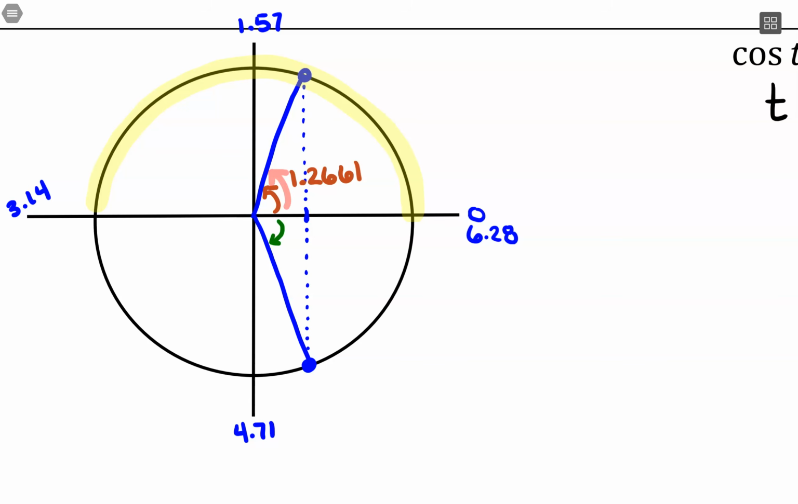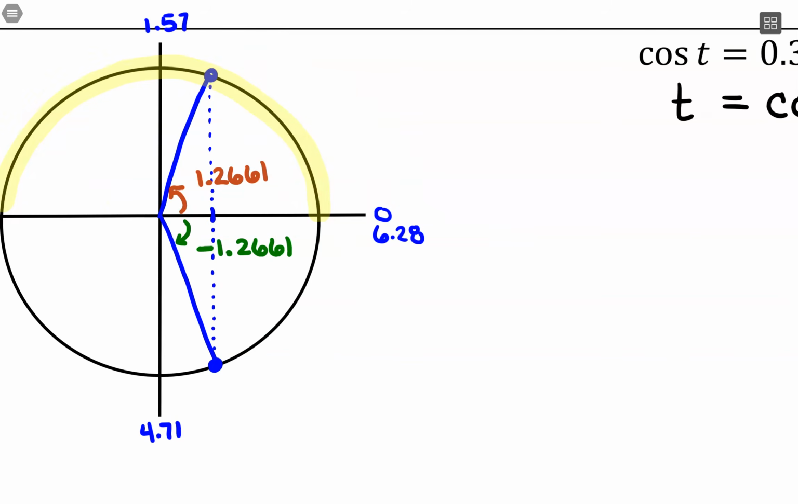All right, so if this is positive 1.2661, then this green one right here is just going to be the negative version of that number. So negative 1.2661. So we have these two terminal sides, these two angle measurements.